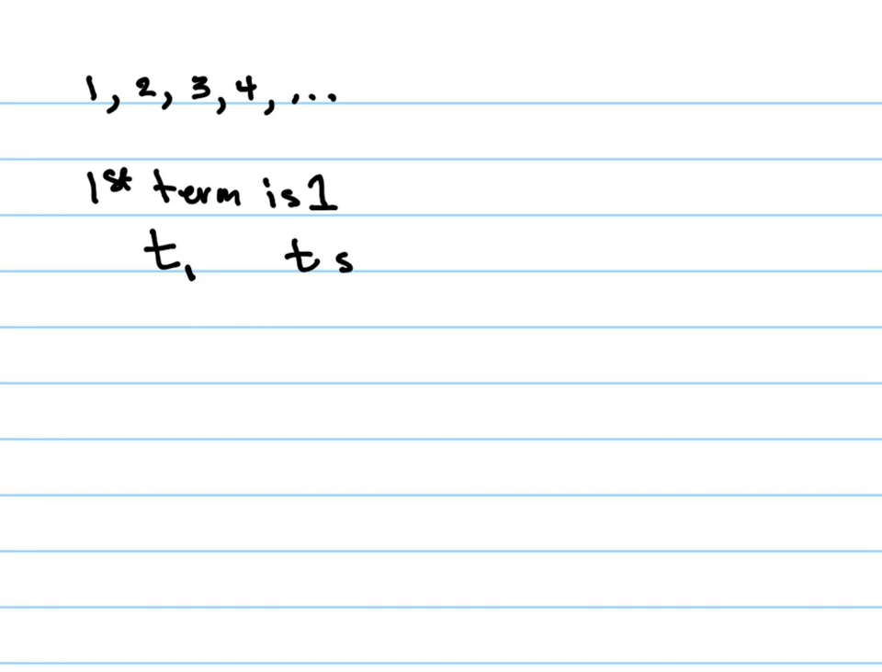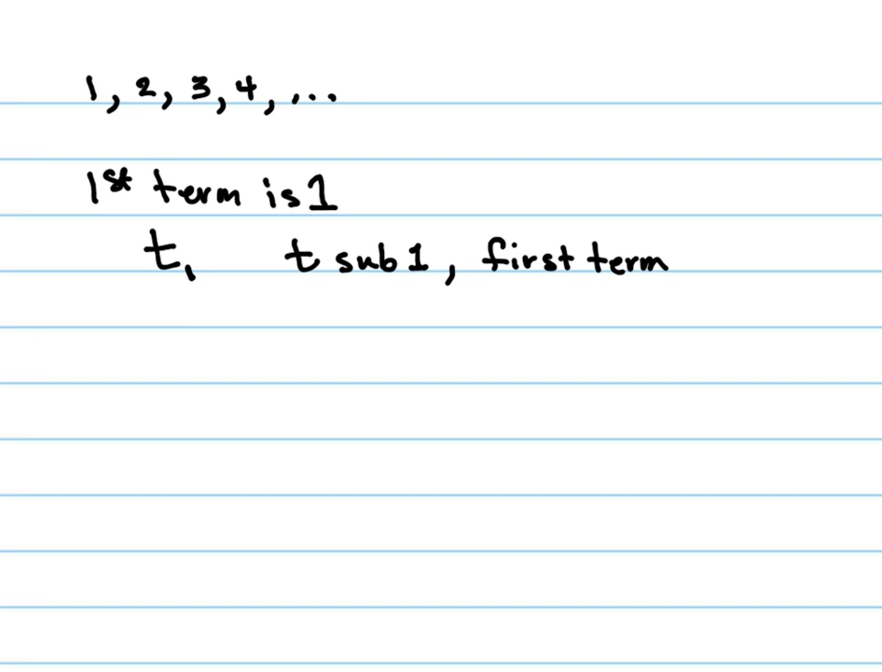So say, for example, 1, 2, 3, 4, ... goes on forever. So the first term here is 1. So I could say, instead of saying the first term, I could just call that t. And since it's the first one, we call it t sub 1. So this is read as t sub 1, which is just another way of writing the first term. But clearly that's a lot faster and easier than writing first term.